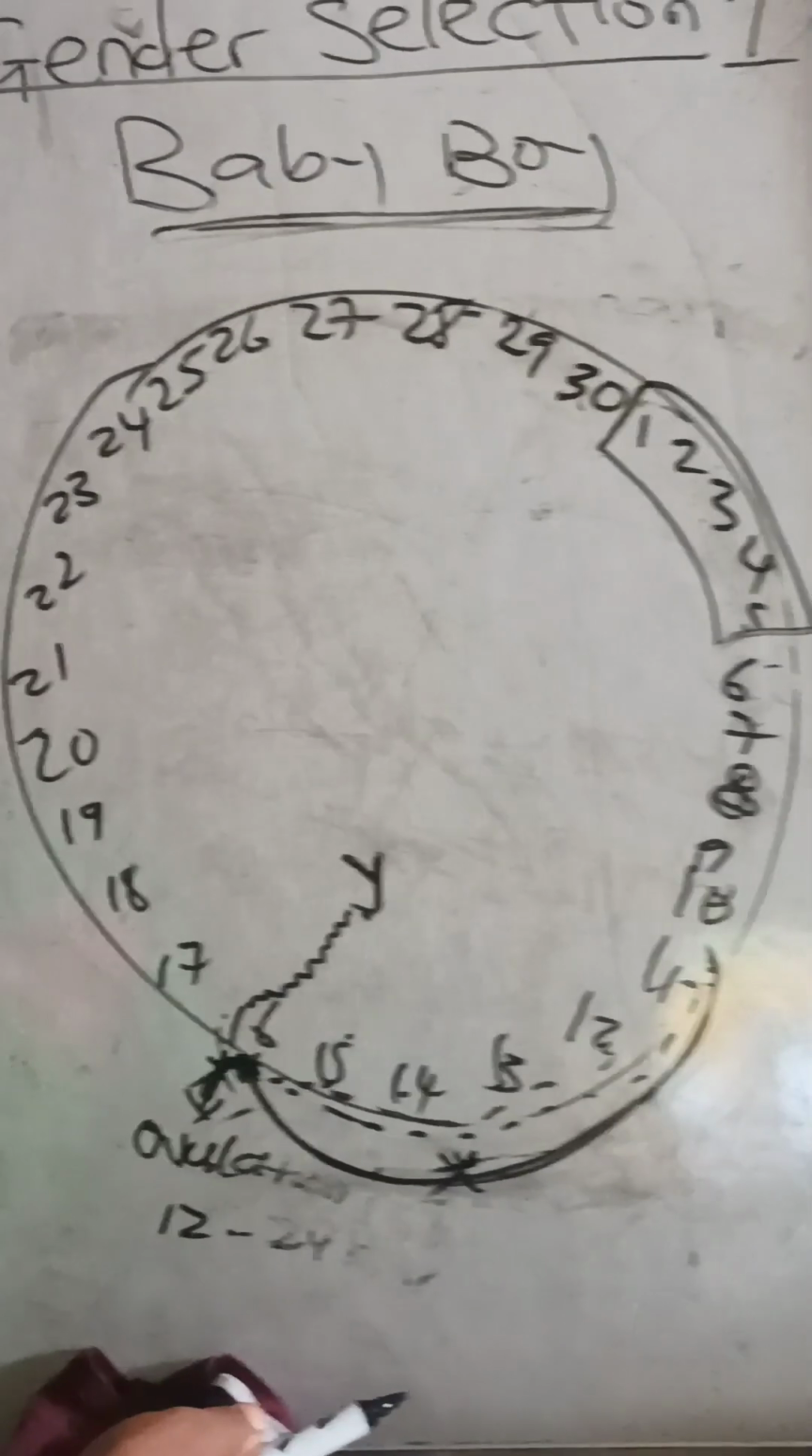Welcome back. I hope you're able to get what I drew on the chart. I hope you're able to understand it very well. So now I want to give you some natural tips, things that you can do that will help the Y chromosome, just like I showed you, to swim faster and get to the egg faster.